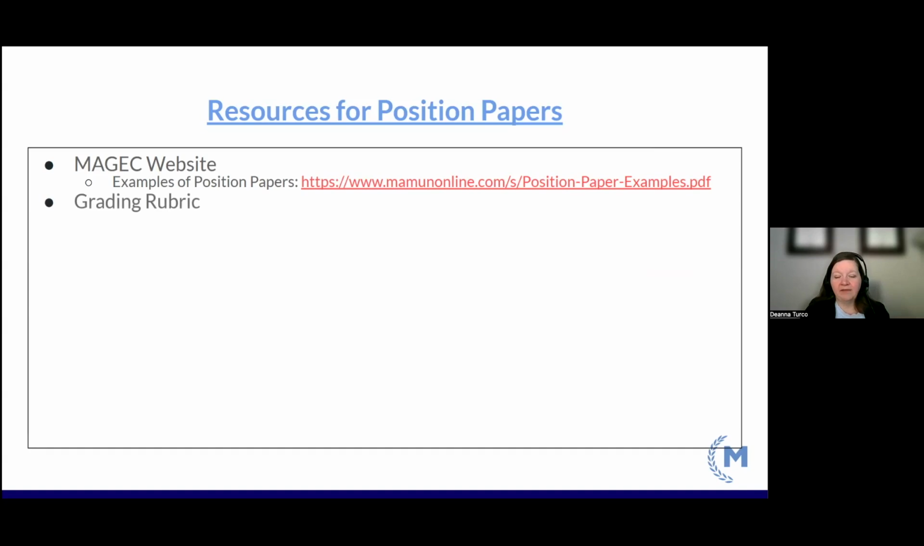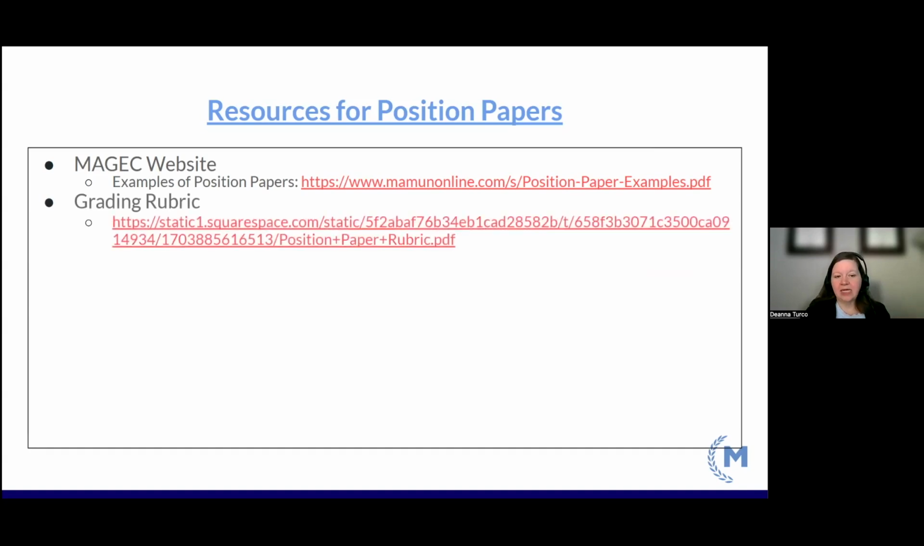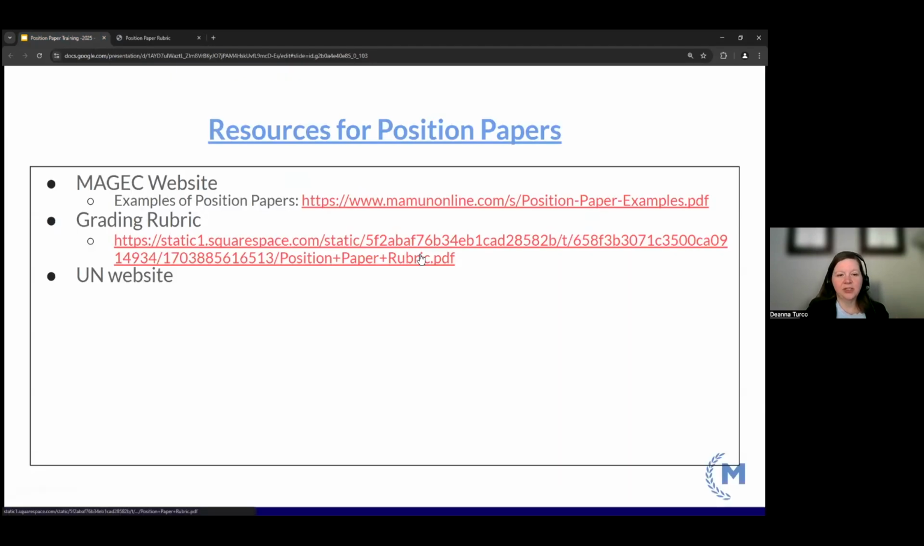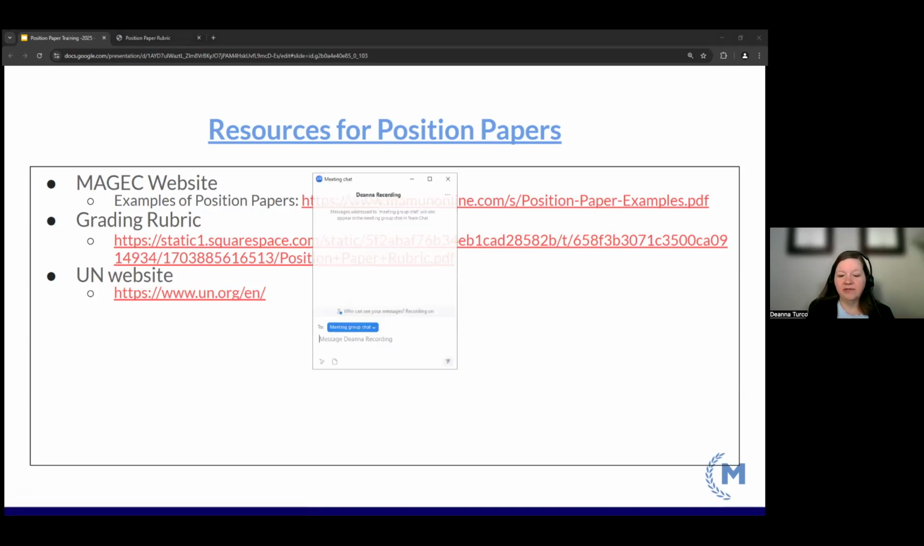We also have the grading rubric on our website, so you know exactly what we're looking at when we're grading. I think I want the rubric to come up, but I'm not sure if it actually is working. But the rubric itself is not being hidden, and I'll come back to that in just a minute. The UN website, though, is also super helpful. Like I said, it may be difficult to find your information, but I promise it is out there. And the UN website is a very good resource to find that information.